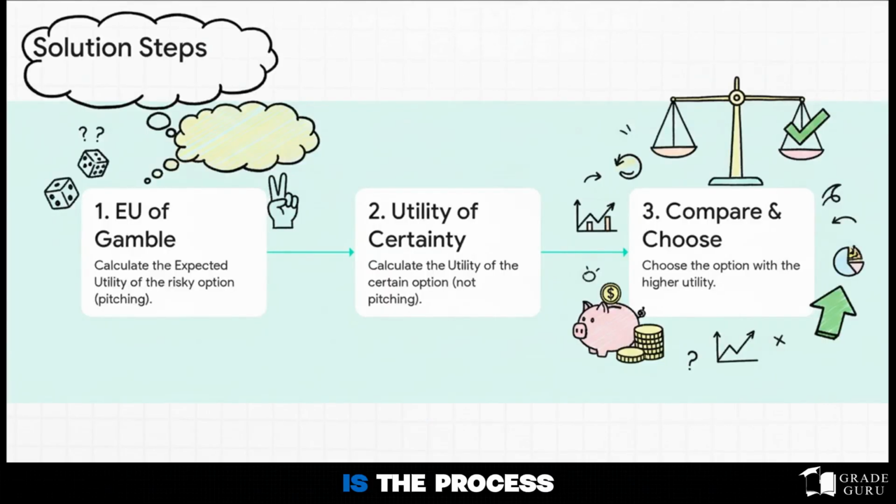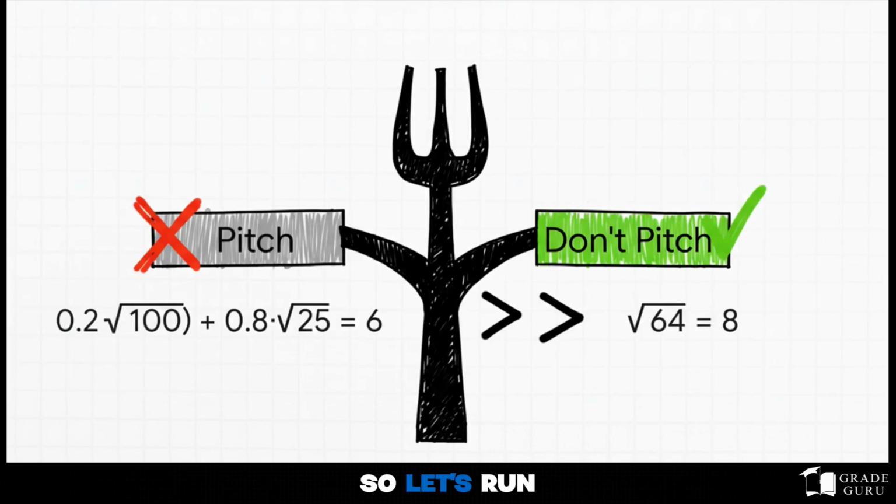The good news is, the process for solving this is always the same. It's just 3 steps. First, you calculate the expected utility of the risky option, pitching. Second, calculate the utility of the safe, certain option. And third, you just compare the two. Whichever one is higher, that's her best choice. So let's run the numbers.